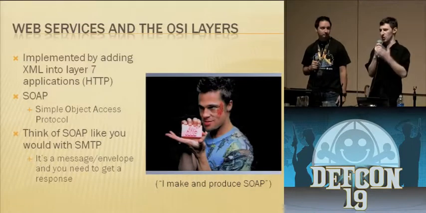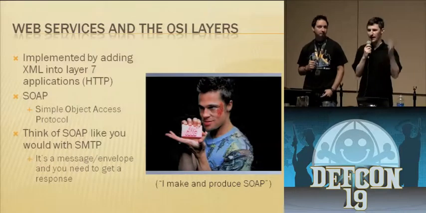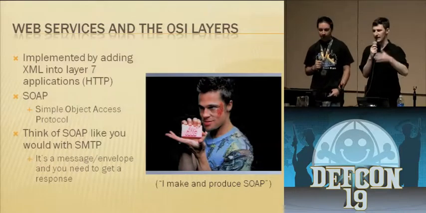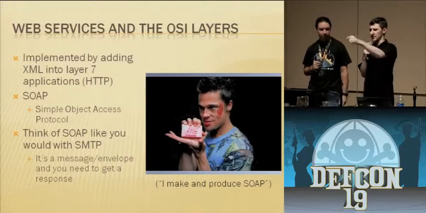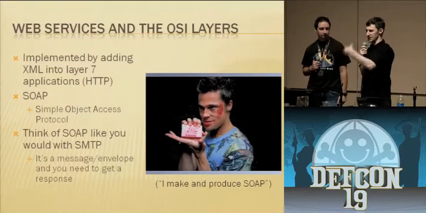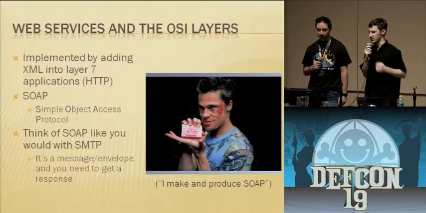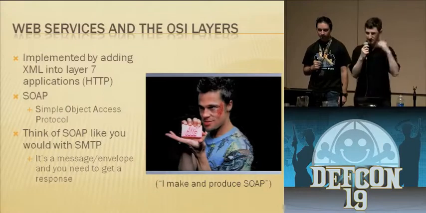So when you think of a SOAP request, think of email, SMTP, instead of just a web application where you're making a request and getting a response. You could have multiple systems sending the SOAP message or envelope to other systems. So that's sort of the way to start thinking about it.